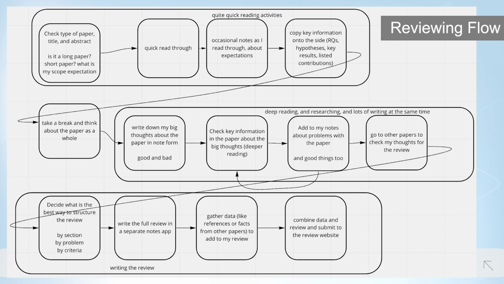So the top bit is the kind of quick reading activities, and hopefully we'll get this as a version that you'll be able to look at in more detail. The second level is the deep reading and reviewing stage. And the third level is deciding what you're going to say in your review when you write it.